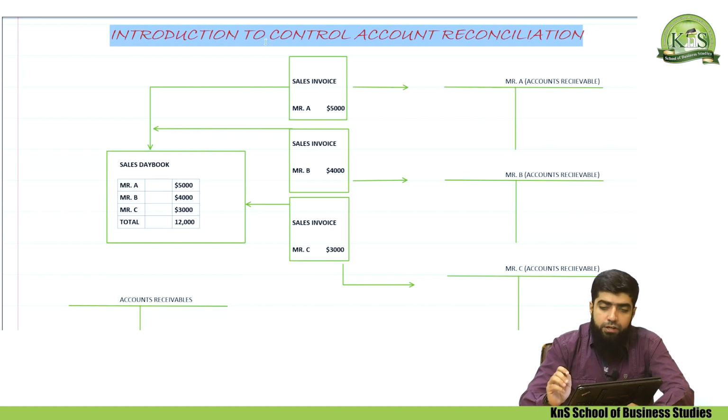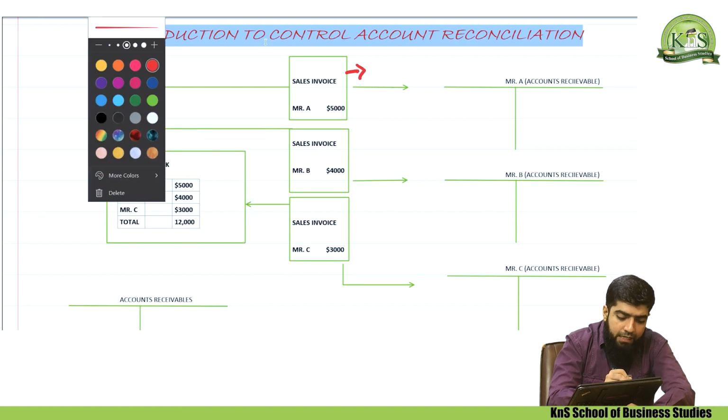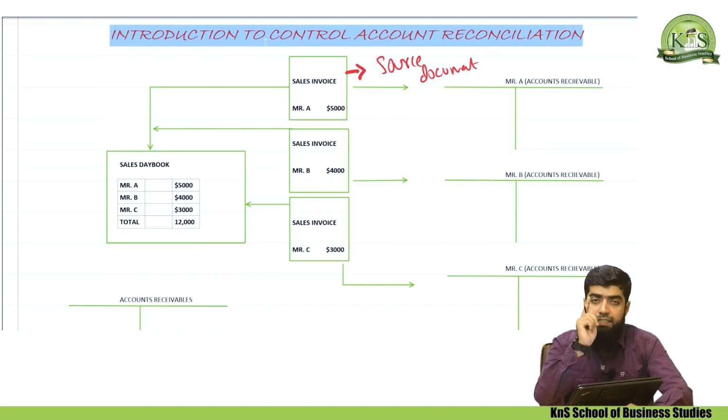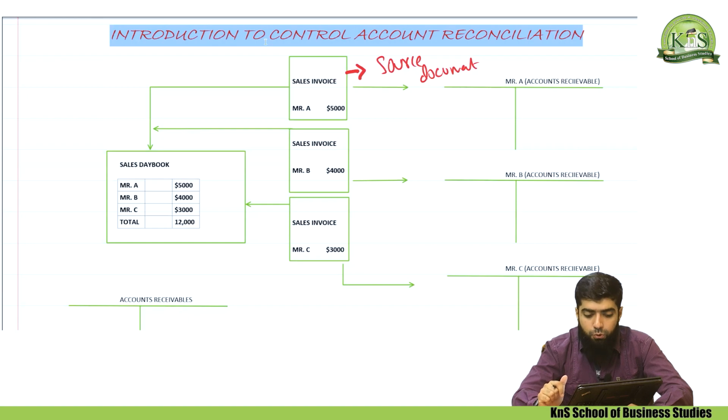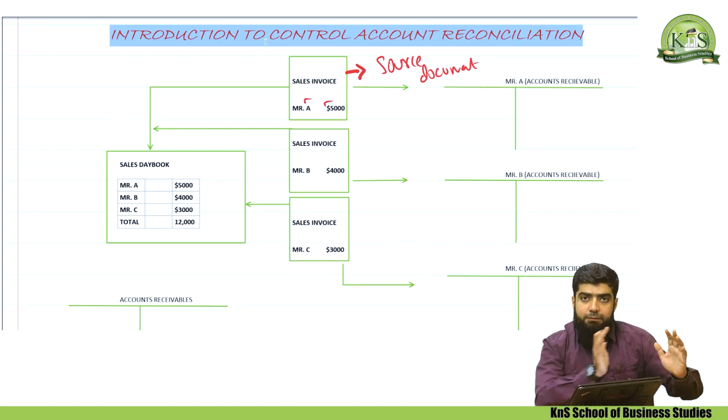For instance, if we are recording a sale transaction, there will always be a sales invoice, and that sales invoice is known as the source document. Before we record any transaction, we always have a source document. So for example, there's a sales invoice and we sold goods to Mr. A for $5,000.